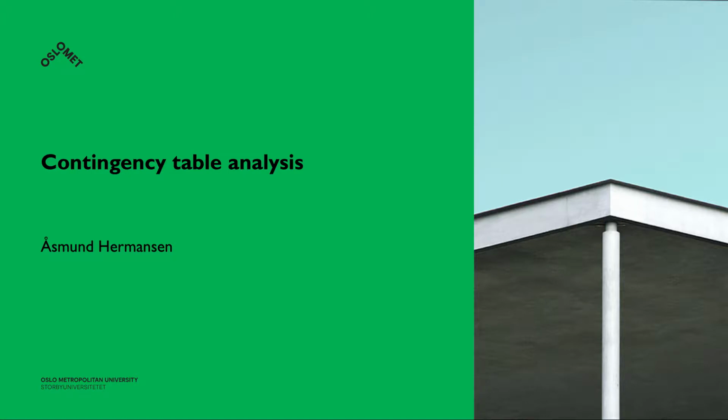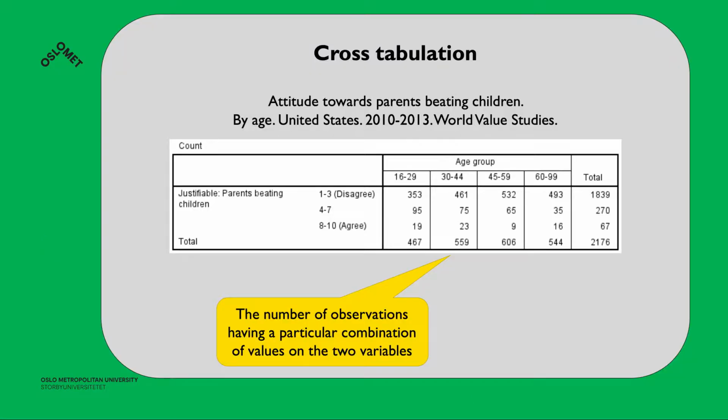Welcome to this e-lecture, which is about contingency table analysis. And what is really a contingency table, or what we will call a cross table? Well, a cross table shows the number of observations having a particular combination of values on two different variables.